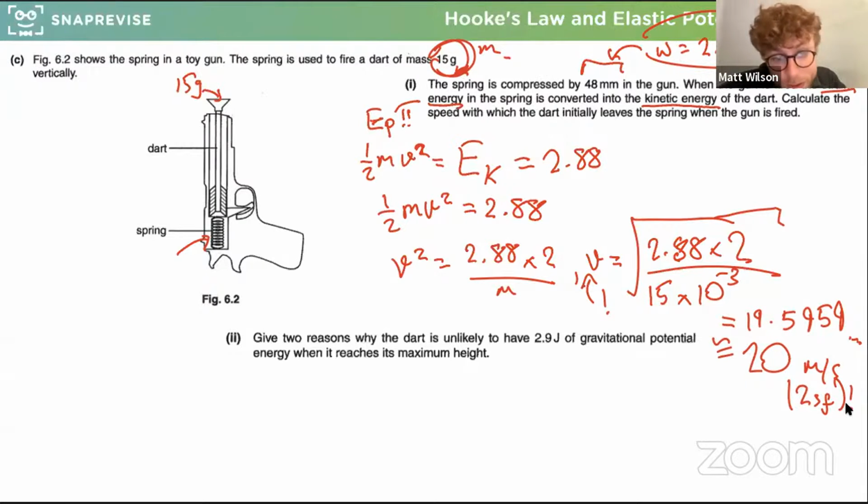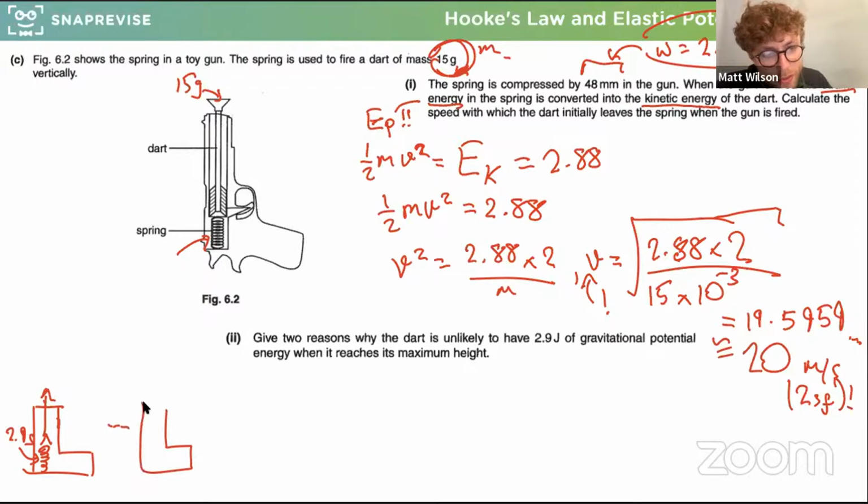And in the final part of this question, we're asked to give two reasons why the dart is unlikely to actually have 2.9 joules of gravitational potential energy when it reaches its maximum height. Okay, so what's the idea here? Well, they're saying originally we have the gun, and my drawing of the gun is much worse than theirs. There's our thing that's being fired and the spring. And they're saying initially we have 2.9 joules here. We agree because it's been compressed by 48 millimeters.